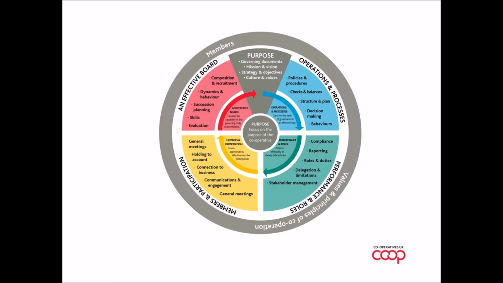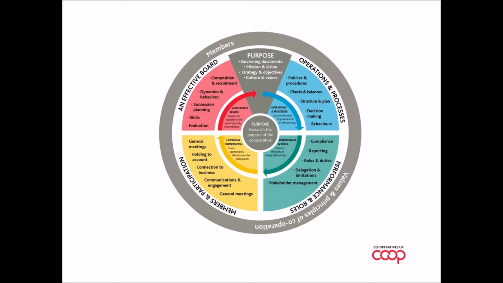There are other elements to the wheel. I'll just pick a few. An effective board: it's really important that a cooperative is led by an effective board. So it's quite right that members should be able to elect their representatives on the board and be able to stand for election themselves. But it's really important also that those people have the relevant skills in order to take on that position, in order to be a director or board member of that co-op.